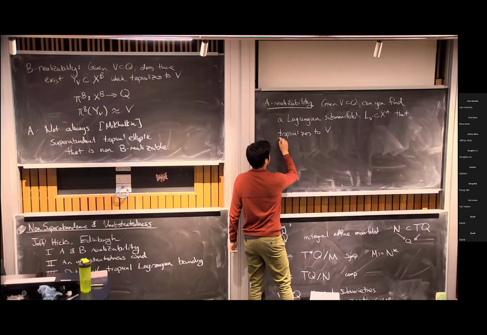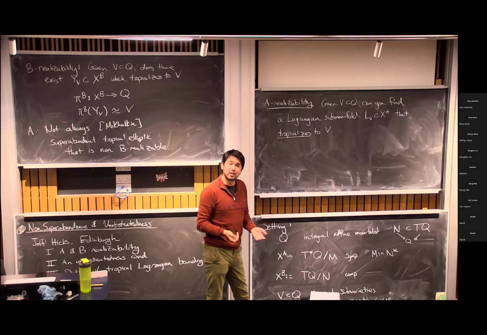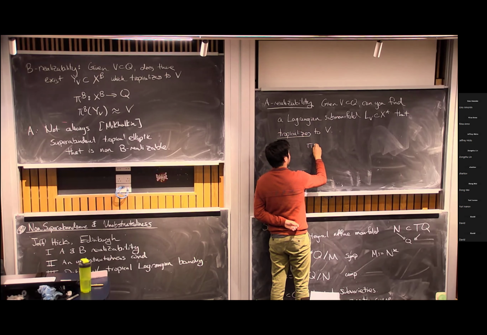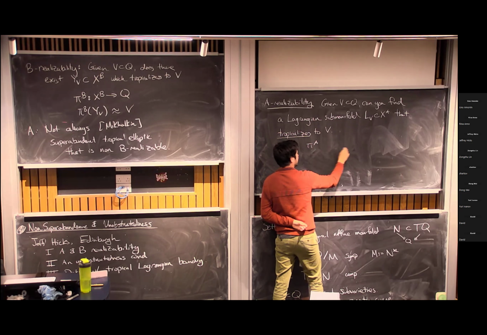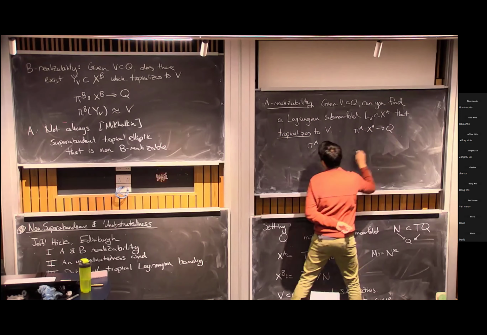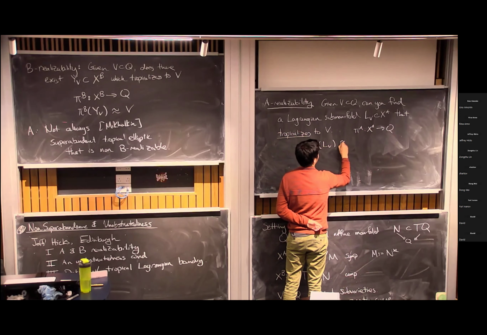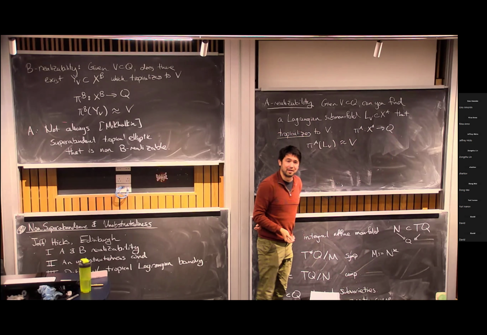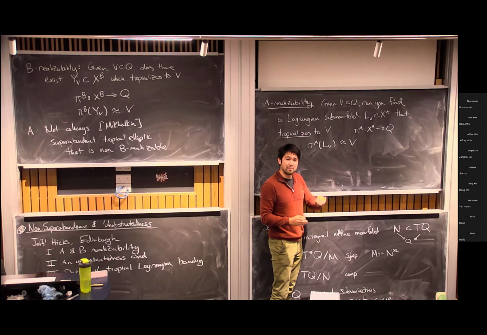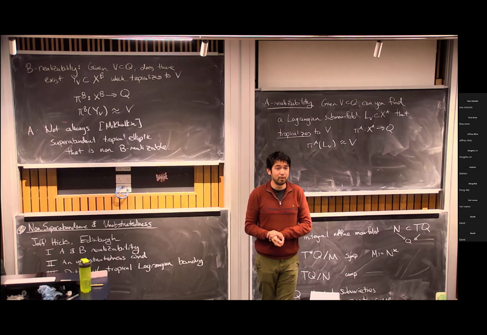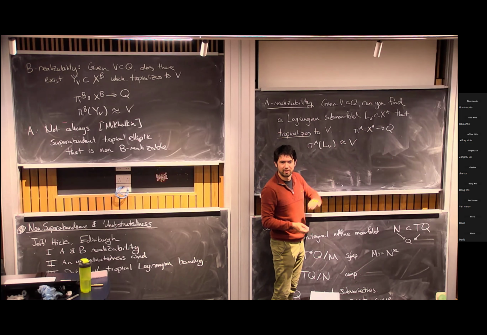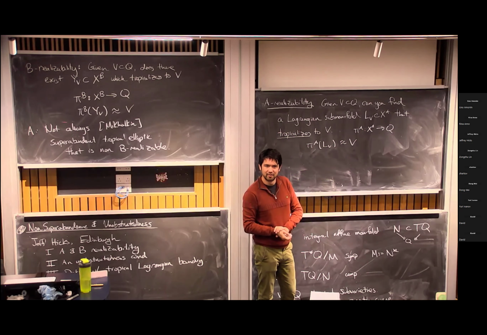Okay, so the first approximation that you could take is that maybe you just ask that, if I take the projection pi_A from X_A to Q, and I apply it to L_V, I get something which looks approximately like V. The problem with this is that if by approximately I mean lives within a small neighborhood of V, then actually for any subset V inside of Q, I can find a Lagrangian that does this. So it's not a very good definition.